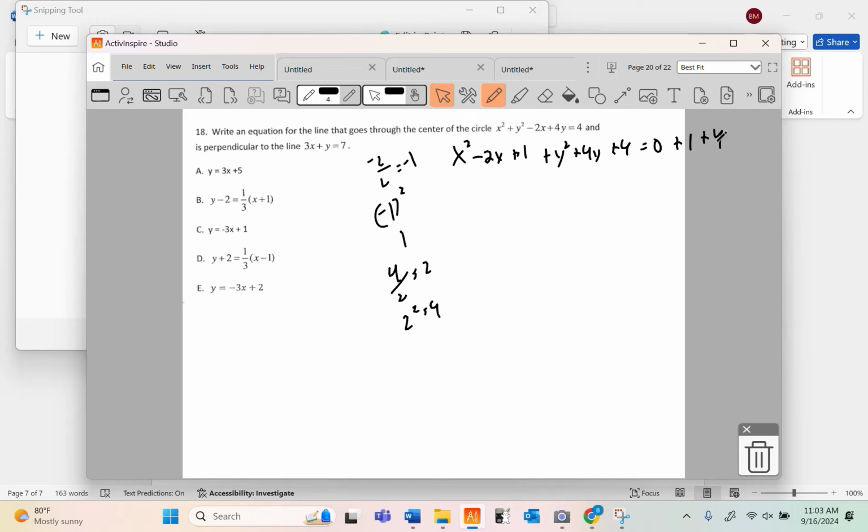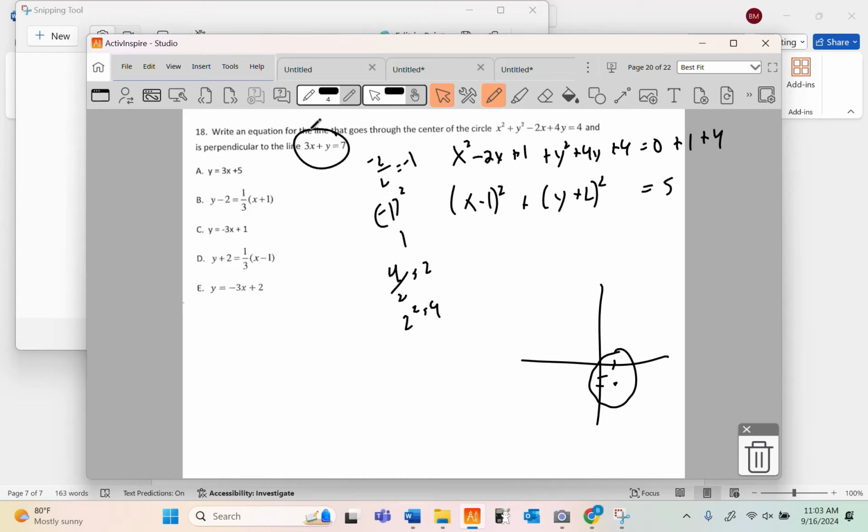Beautiful, huh? This factors as x minus 1 quantity squared. This factors as y plus 2 quantity squared. And this is 9. So this circle is centered at 1, negative 2. It has a radius of 3. It looks a little something like this. And the line that goes through the center but is perpendicular to something else. So this is y equals negative 3x plus 7.